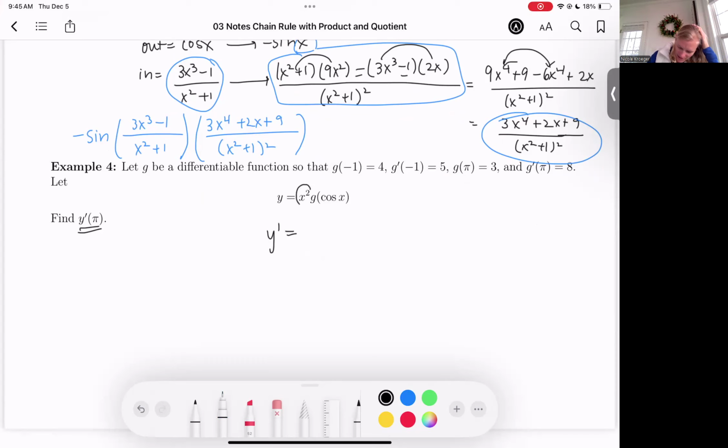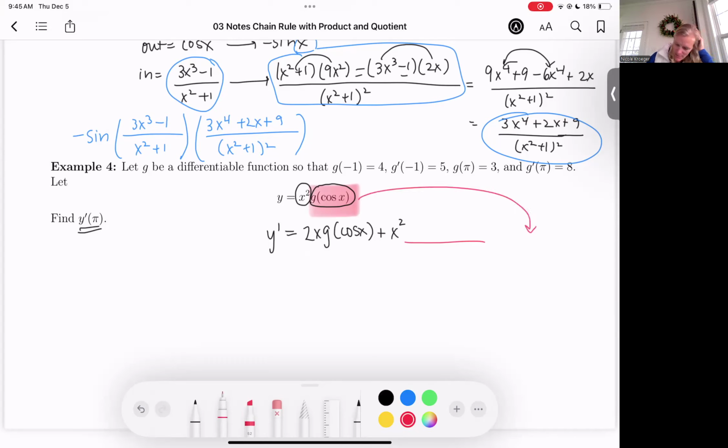So this looks like a product rule to get started because I have two functions multiplied by each other. The derivative of x squared is 2x. I'll leave the g of cosine of x piece alone. Then x squared stays x squared. Now I need to take the derivative of g of cosine of x. That's going to be a chain rule. And that's going to belong here.